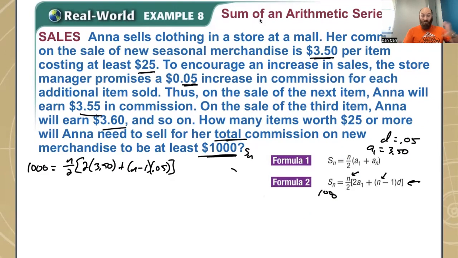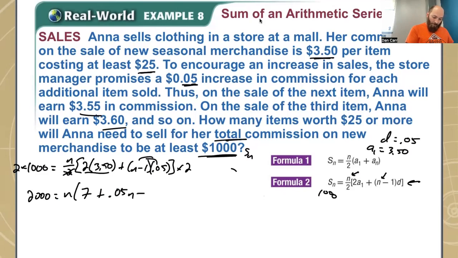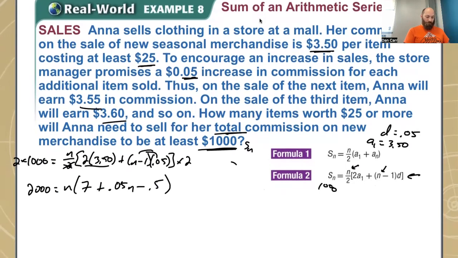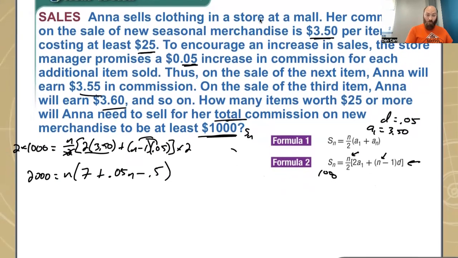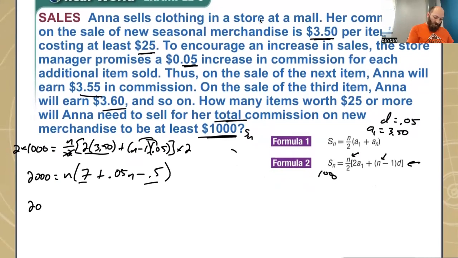Okay, so I don't like having that fraction out front. We're going to multiply both sides by 2, that way that cancels that out. So I'll have 2,000 is equal to n multiplied by, 2 times 3.50 is going to be 7, and we can distribute this out here. So that's going to be 0.05n minus 0.5. Okay, then we can combine our like terms here with these two. So I'll have 2,000 is equal to n times 6.5 plus 0.05n.